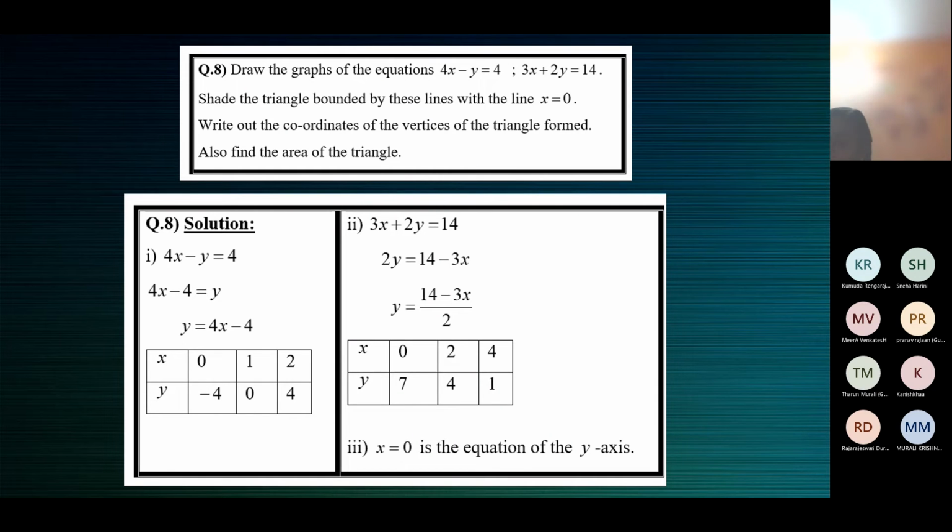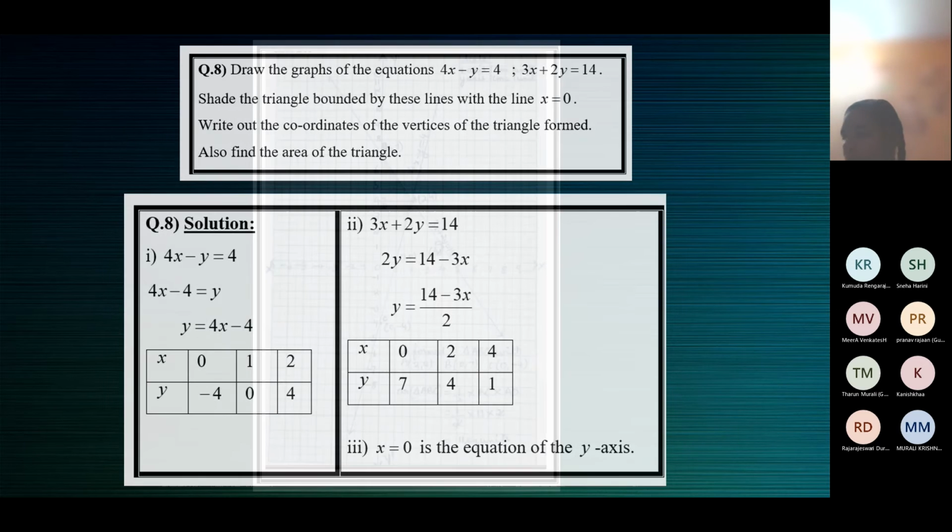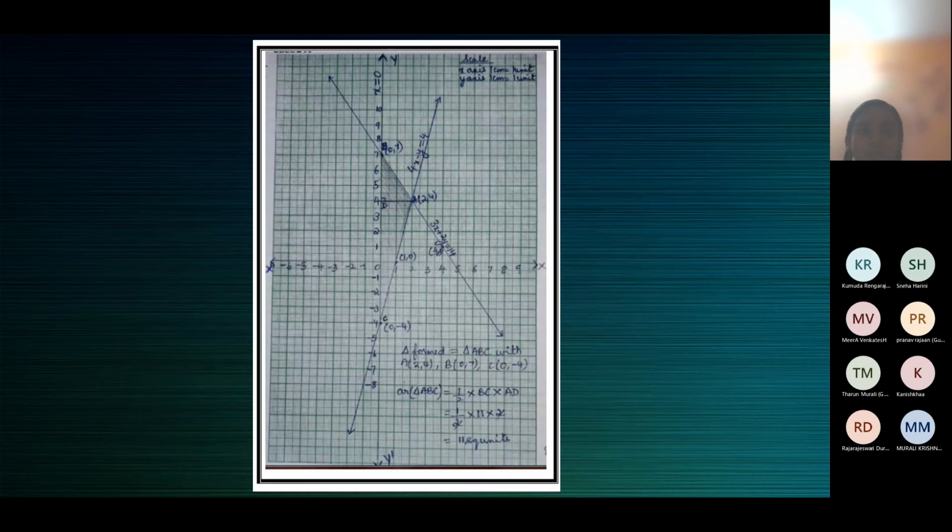This is the table to make the graphs. And this is the graph. I've got it from Tarun M now. Tarun M, your graph lines are correct.